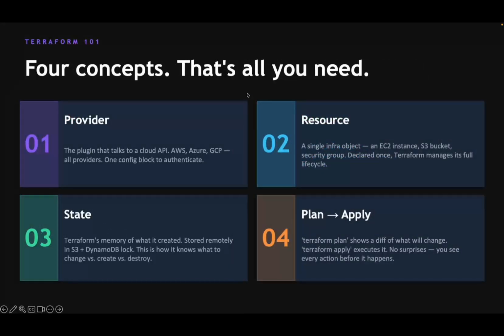Terraform 101. Four concepts, that's all you need for the rest of the session. Starting with provider. A provider is the plugin that knows how to talk to a cloud API. For us, it's AWS. You declare which provider you are using and how to authenticate in one block within your config. Number 2 is the resource, a single infrastructure object like an EC2 instance, an S3 bucket, a security group.